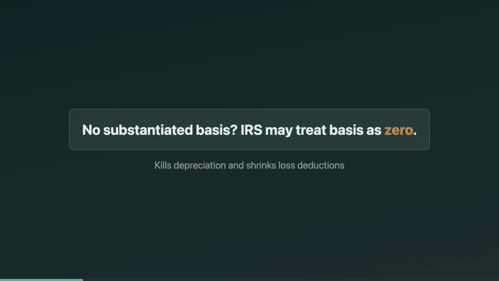Cost basis is your starting point for a lot of deductions. Depreciation, amortization, depletion, even casualty and theft losses all lean on basis. Here's the scary part. If you can't substantiate basis, the IRS can treat it as zero. On the EA exam, that usually means no depreciation and a much smaller loss deduction. So your job is to build basis correctly and document it.